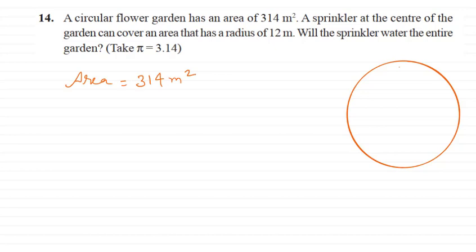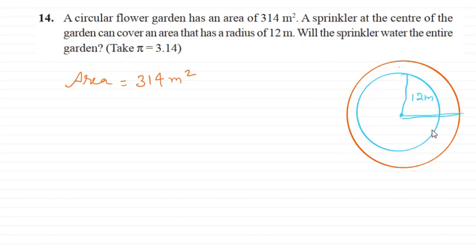Now in the middle of this there is a sprinkler. So here at this point there is a sprinkler and it can cover an area of radius 12 meter, means it will give the water to this area, and up to 12 meter radius it can give the water. Now we don't know whether it will cover the whole garden or only a few part of the garden. So that only we have to find out, that will the sprinkler water the entire garden or not. Okay, so to do so, first we have to find out the radius of the outer circle.